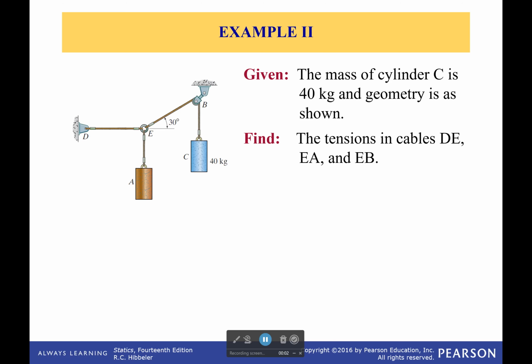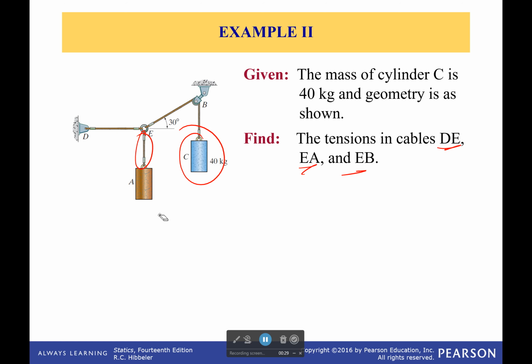So this time we're going to do a second example working with free body diagrams and our equations of equilibrium. As you can see here, we have a little bit different situation. We have a mass here, we have a mass here, and we have a bunch of ropes holding them all together. What I want us to find out is the tension in the cables DE, EA, and EB. So this cable right here, here, and here.